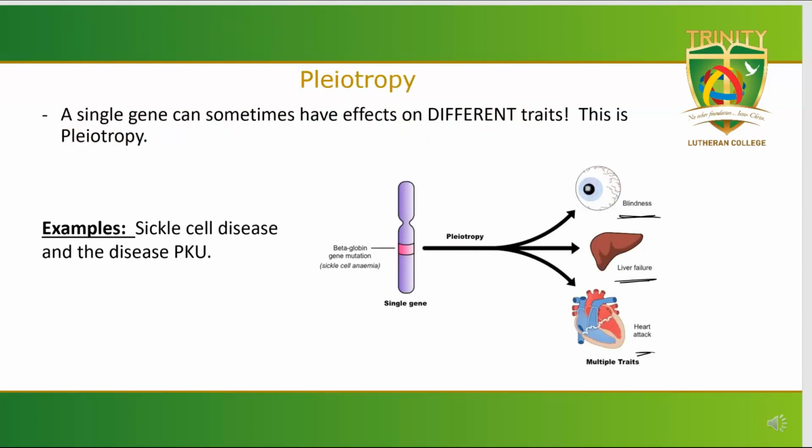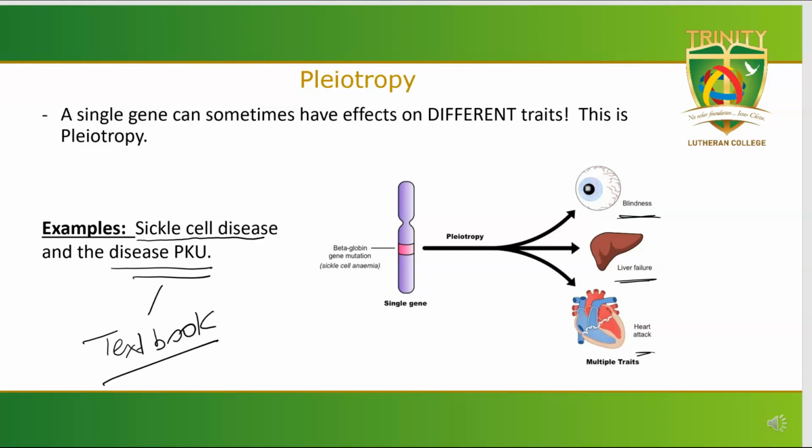Pleiotropy. In pleiotropy, a single gene can sometimes have effects on different traits. So we're going to give you 2 examples here, sickle cell disease, which we're going to do in this video, and the disease PKU, which you're going to find in your textbook. I want you to go and read about that.